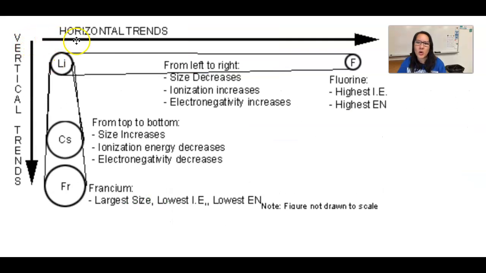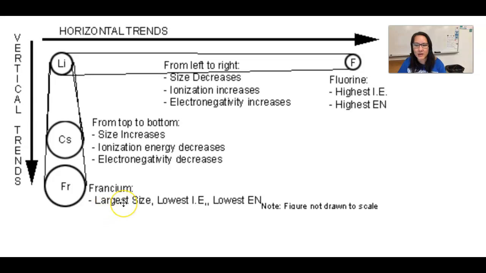So let's kind of summarize horizontal trends. As you go from left to right, the size gets smaller, and it gets smaller because more protons are sucking everything in. The ionization energy is going to increase, and the electronegativity is going to increase. If I go down a group, the size of the atom gets larger because of increased shielding, or more energy levels are added, so size increases. Then the ionization energy to take electrons is going to be less at the bottom of this family, so that trend will decrease. And electronegativity is weaker at the bottom of the family, so that trend will also decrease as I go down the family.